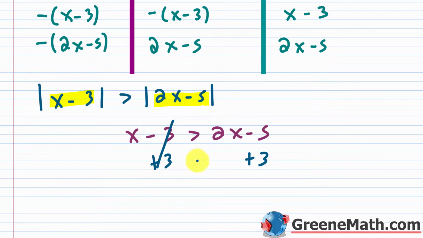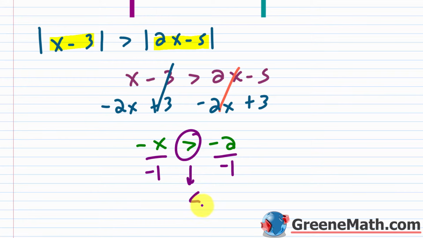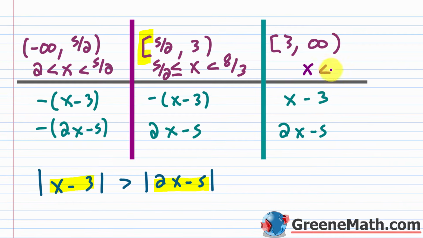We'll cancel this. We're going to subtract 2x away from each side of the inequality. Let's cancel this. x minus 2x is negative x. This is greater than negative 5 plus 3, which is negative 2. Let's divide both sides by negative 1. So this is going to get flipped. This is a less than. So here we basically have x is less than negative 2 over negative 1, which is 2. So we have x is less than 2.